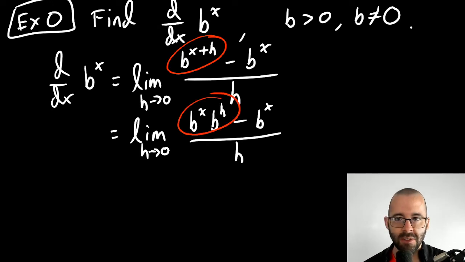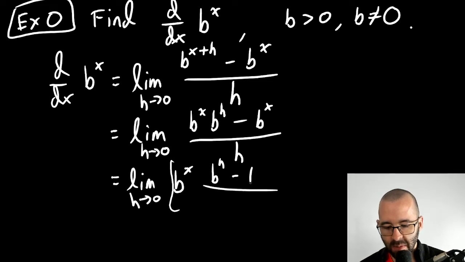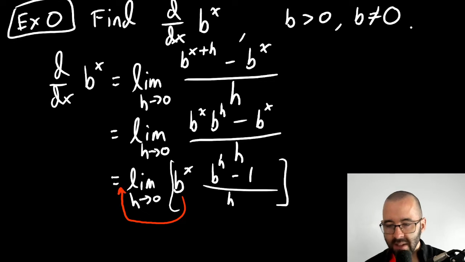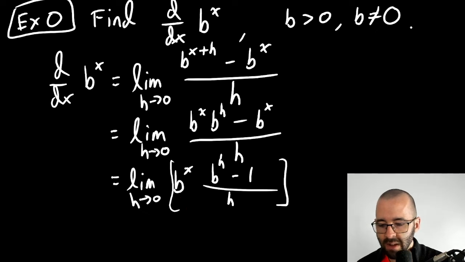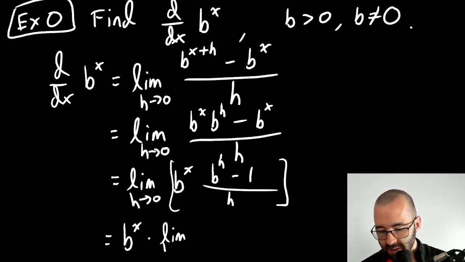If you multiply two exponential functions with the same base, you just add the exponents, and you can go backwards as well. Well, now we can factor out a b to the x, right? Everything in the top has a b to the x, and we're just left with b to the h minus 1 over h. Now, in terms of h, as h is going to 0, that has nothing to do with b to the x. We can bring our b to the x out front. So all we're left with is b to the x, the original function, times some limit.